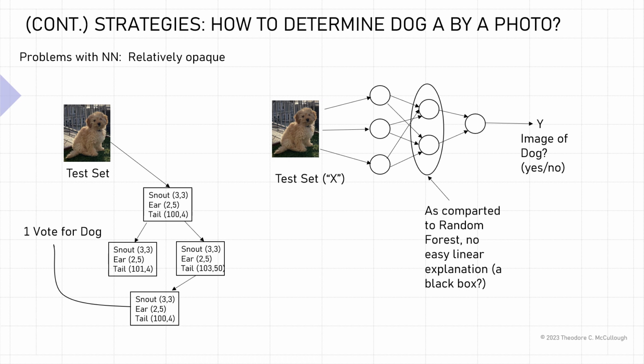So you can see this highlighted portion, you see that there's multiple inputs, one output, but really how the decision process works from a linear perspective is a little opaque or unknown relative to, say, for example, random forests.